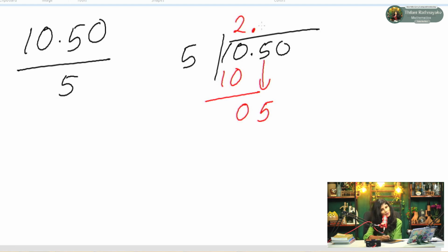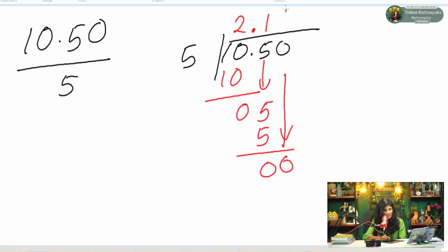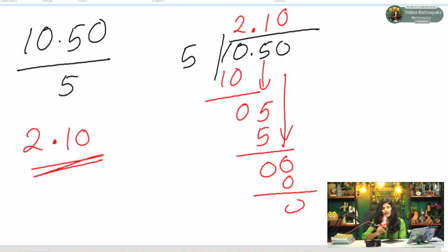For 5, how many 5s are there? Yes, that is 1. 1 times 5 is 5. Remainder is 0. I will take this 0. For 0, there are no 5s, and here we got the answer as 2.10. If you use method 1, you will get the same answer. Okay, so that's done.